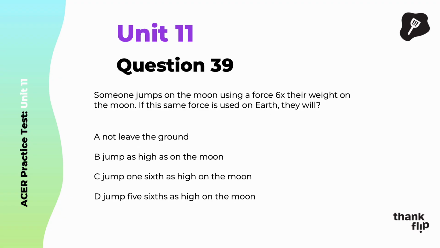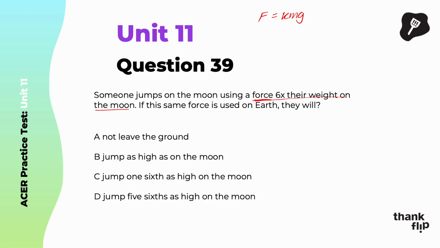Alright, so question 39 is telling us: if someone jumps on the moon using a force that's 6 times their weight on the moon, and if the same force is applied on Earth, what will happen? So let's look at our first equation, F = kmg. It's very important to understand what these equations even mean, particularly what k means, because that means you can plug things in from the text into the equation if you have that understanding, right?